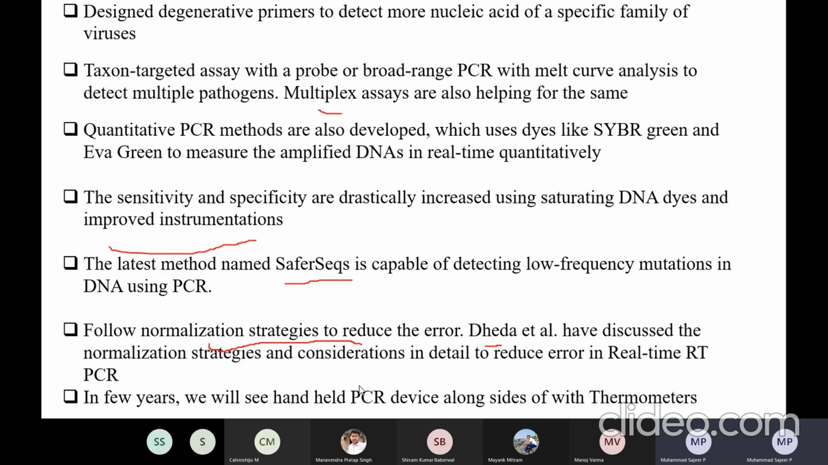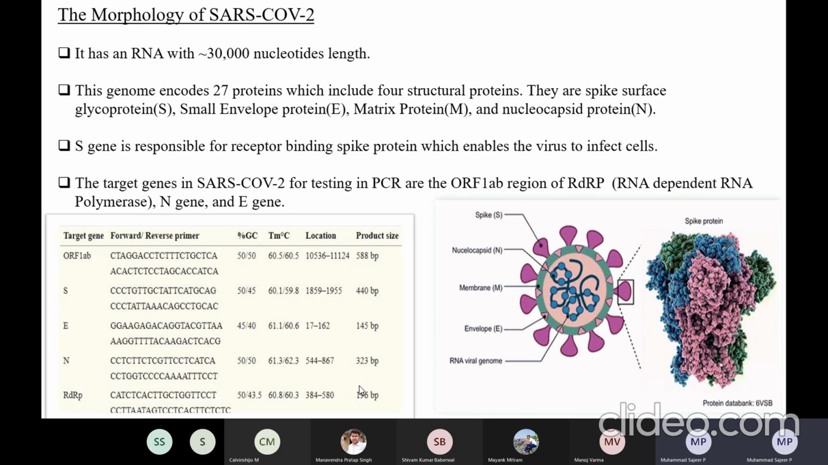So let's go to the COVID cases. Nowadays we are using RT-PCR extensively for COVID detection, and it has actually helped us a lot to fight the pandemic. If Kary Mullis had not come up with this idea, I don't know what we would be doing now. I really wonder about that.